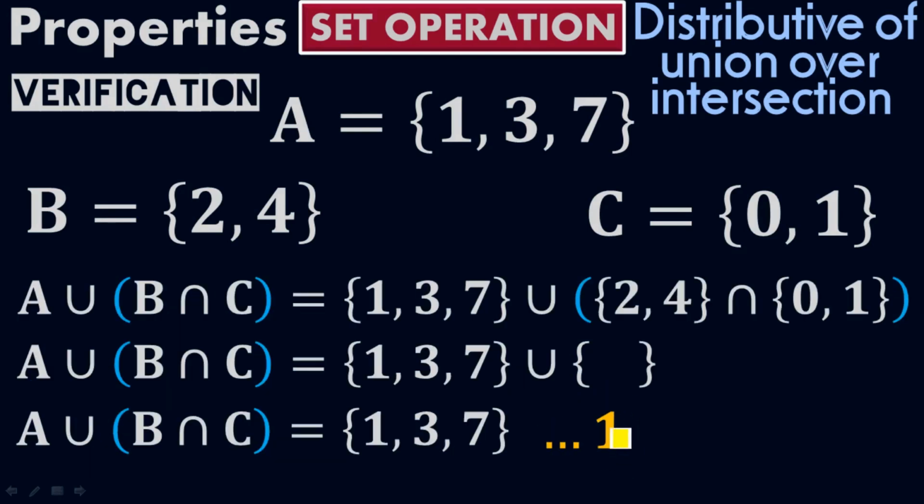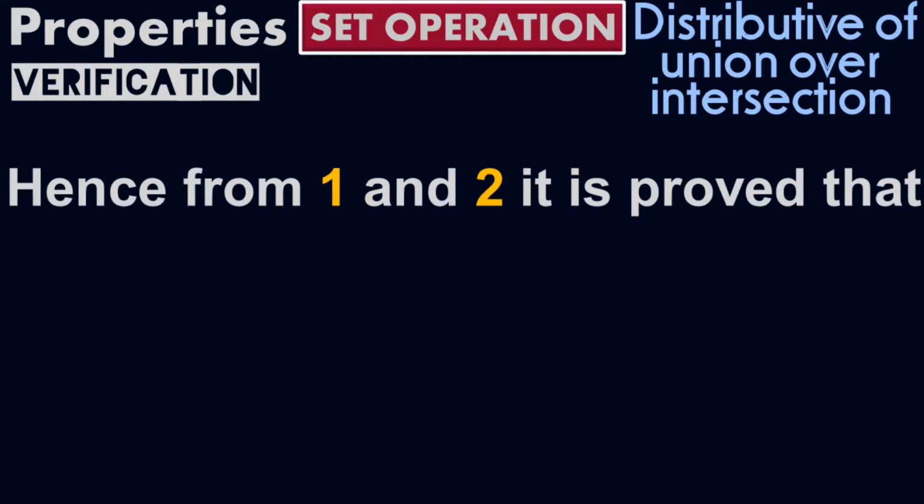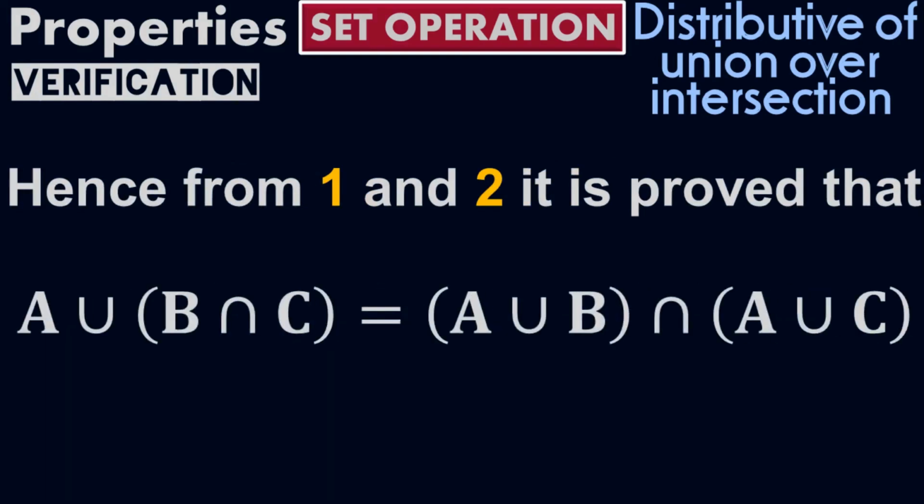From equation 1, the left side, we have {1, 3, 7}. From equation 2, the right side of this property, we have the same set {1, 3, 7}. So from equations 1 and 2, both the left and right sides are equal to each other. Hence it is proved that A union (B intersection C) equals (A union B) intersection (A union C), which is the distributive property of union over intersection. We just got a mathematical proof that the left side equals the right side.